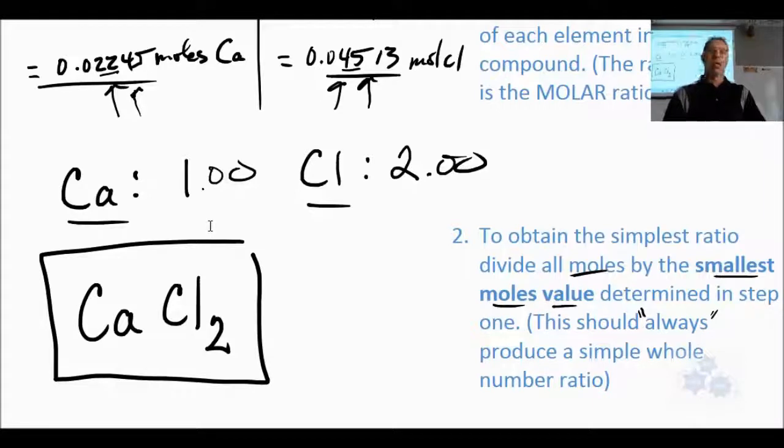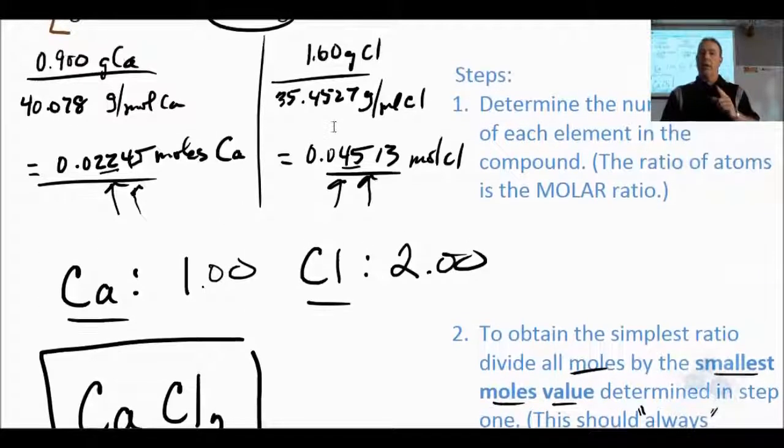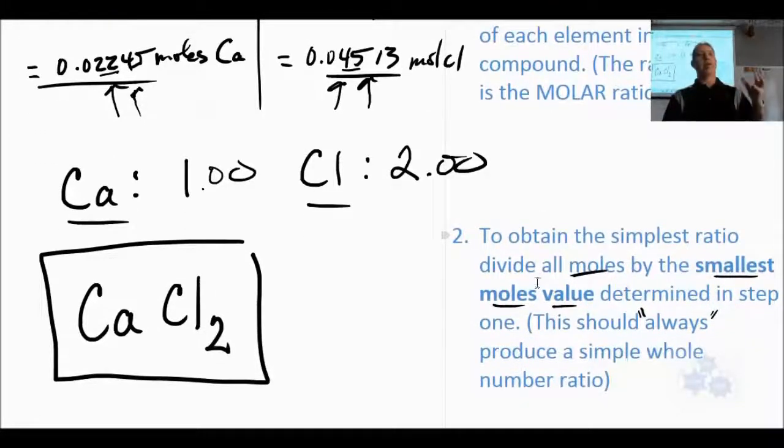All right? So find moles first. Step 1, find moles, and then divide all the molar values that you have by the smallest one. Okay?